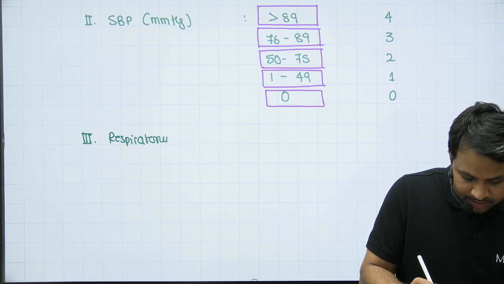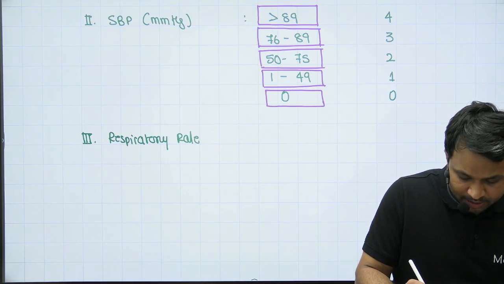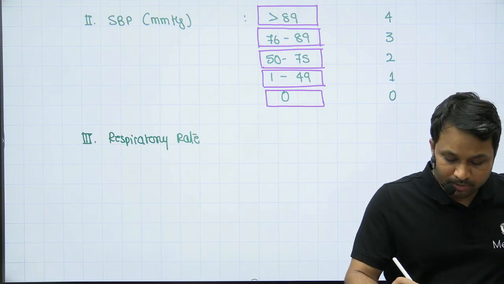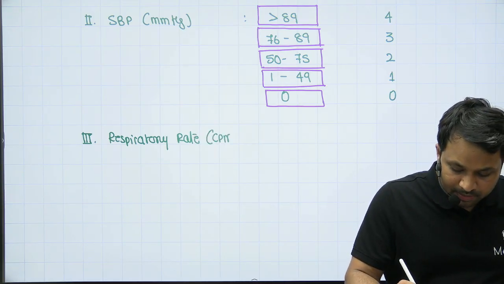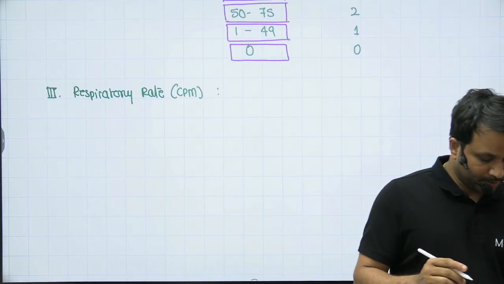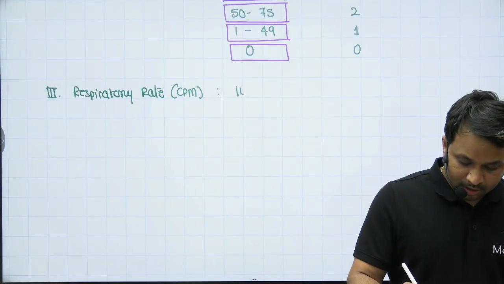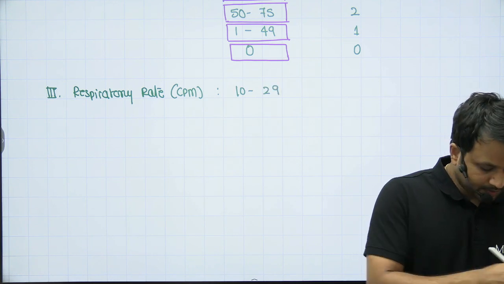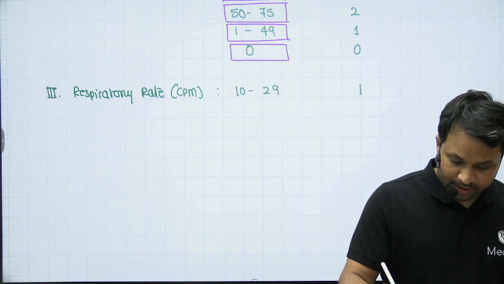We'll take respiratory rate into consideration. That is going to be the number of breaths per minute. We call it CPM, that is cycles per minute. How many breath cycles is the patient able to take per minute? If it is between 10 to 29, a score of 4 is given.